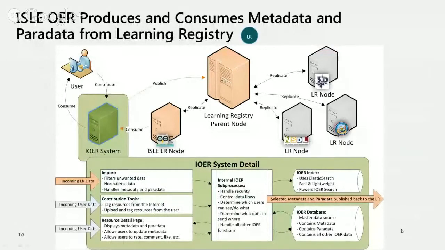At the bottom of the slide, there are some details on how the data moves across the system to be able to normalize the data and to be able to be choosy about the data that we bring in, so we can determine what resources are most relevant to our customers.